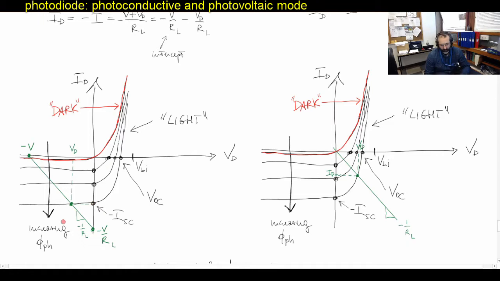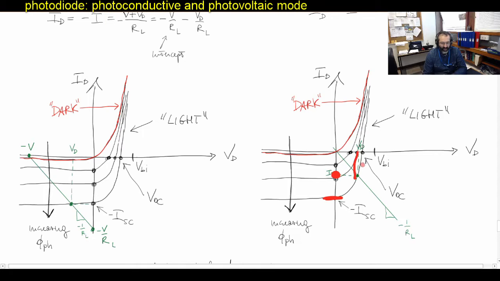Similar things can be said for the other case of the photovoltaic mode. So if we assume that the photon flux is such that the characteristic is this one, then the intersection with the load line would be this one here. And so the actual final VD would be this one here, and the ID would be this one here. The final operating point. As you can see, in the photovoltaic mode, the current is lower than the reference ISC. This is the actual current, this one here, not ISC. And the voltage is obviously smaller than VBI.